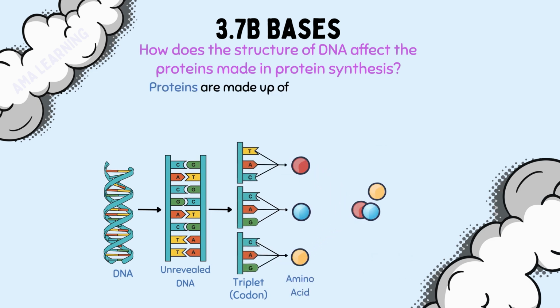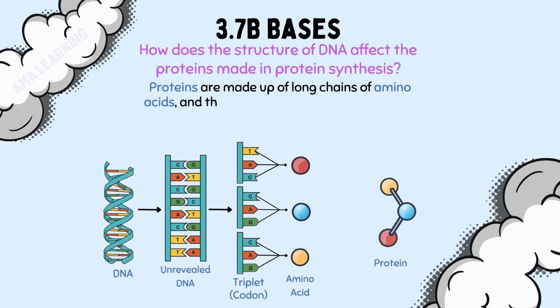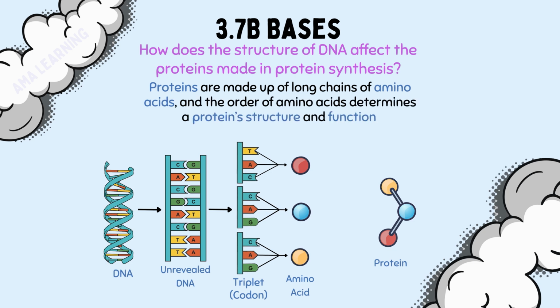Proteins are made up of long chains of amino acids, and the order of amino acids determines a protein's structure and function. For example, the sequence TAC in DNA might correspond to the amino acid methionine. Changing this sequence can alter the protein produced.